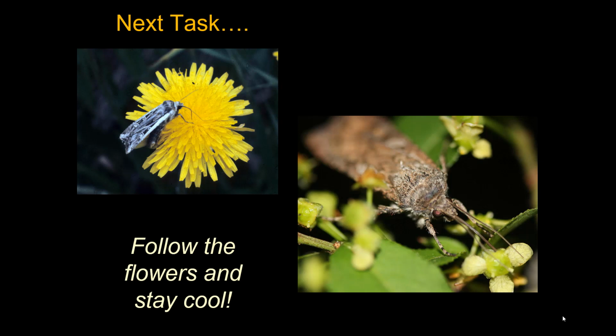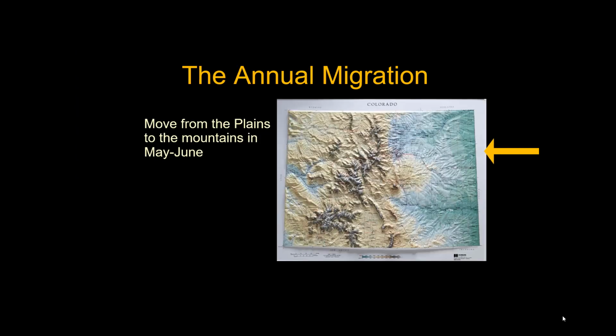So they follow the flowers and stay cool, and they want to follow the flowers because these are going to be sources of nectar. They want to build up their fat reserves, and they want to stay cool. And how do you do that? You head for the mountains. So every spring, we see this annual migration across the eastern plains to the mountains, and they will spend the summer in the mountains. And these will migrate hundreds of miles. I mean, some of the ones that are reaching the mountains here are coming from places in Nebraska and Kansas.